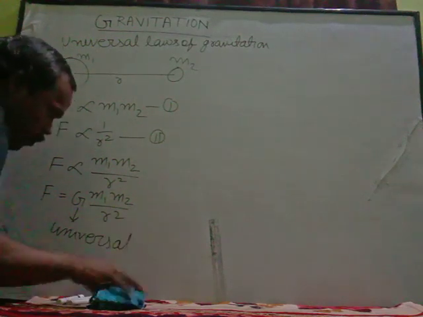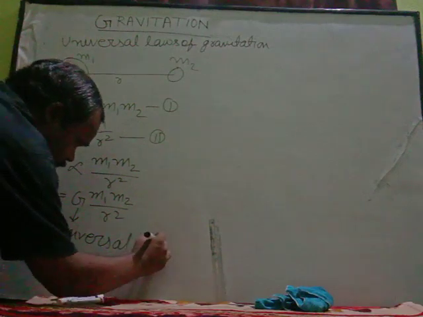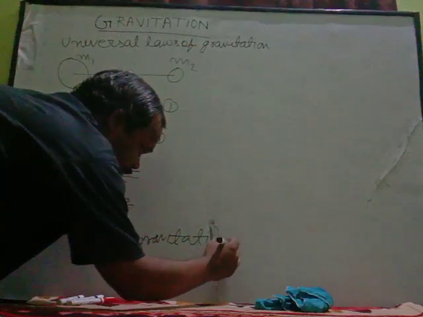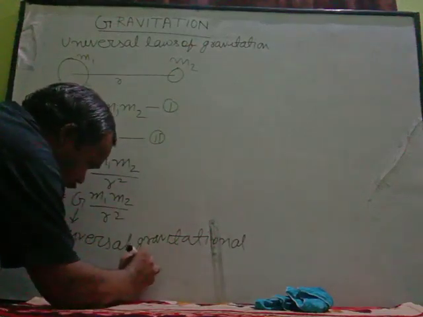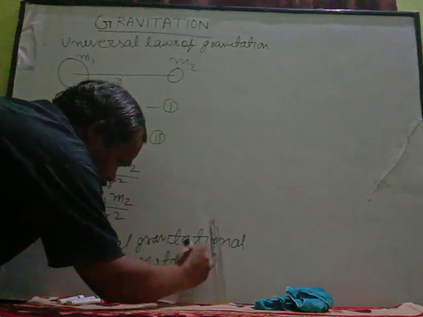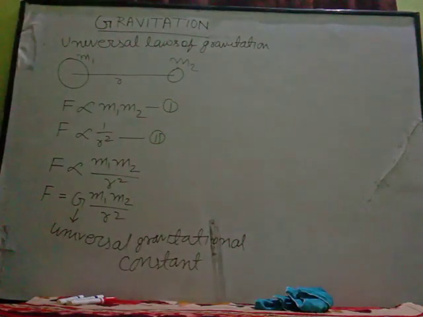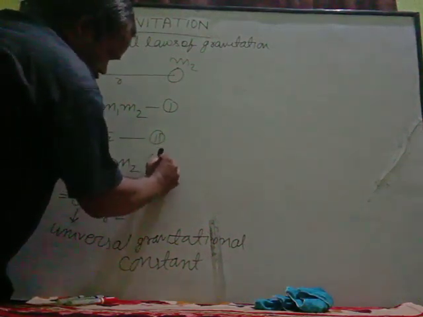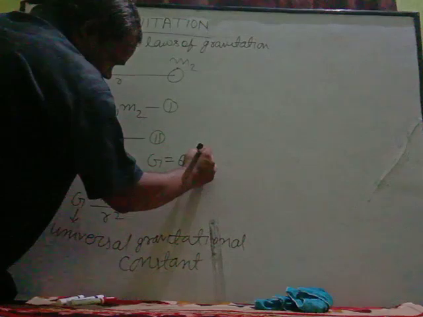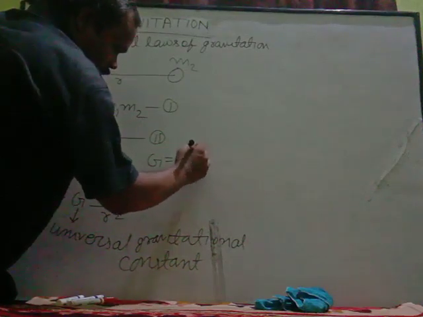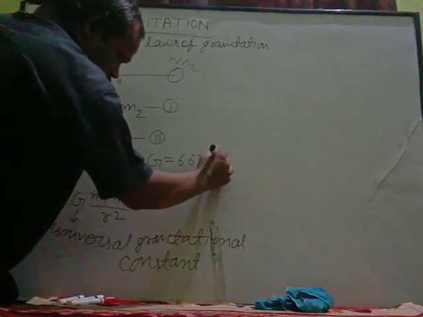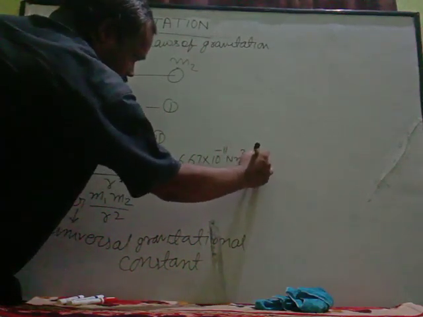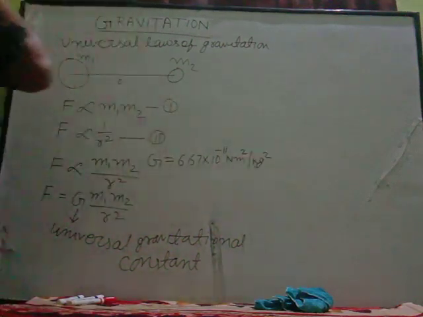तो अब हम लोग देखते हैं क्या कि this capital G is known as universal gravitational constant, universal gravitational constant, and its value is 6.67 or 6.66 into 10 to the power minus 11 Newton meter square per kilogram square.